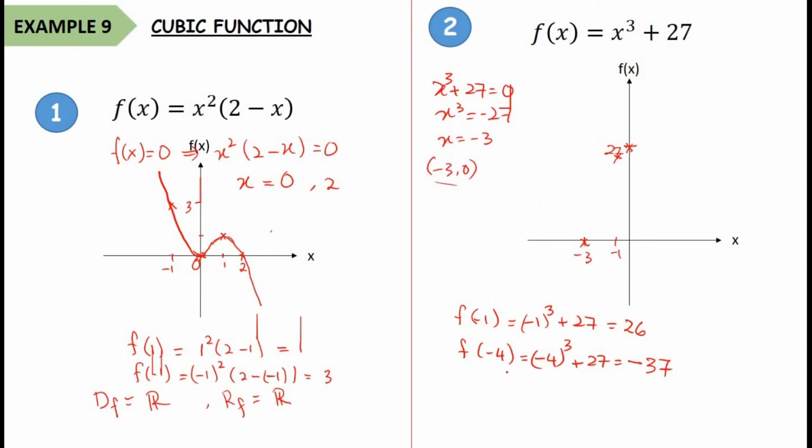Okay, and then another one, you can take negative 4. So f(negative 4) is equal to negative 37, down here. So what you can do is you can connect all the 4. Then you can find another point. So let's say you take 1. So f(1) is equal to 28. So then the graph is going up. So from this sketching, you notice that the domain of f is all the real numbers, and the range of f is also all the real numbers.